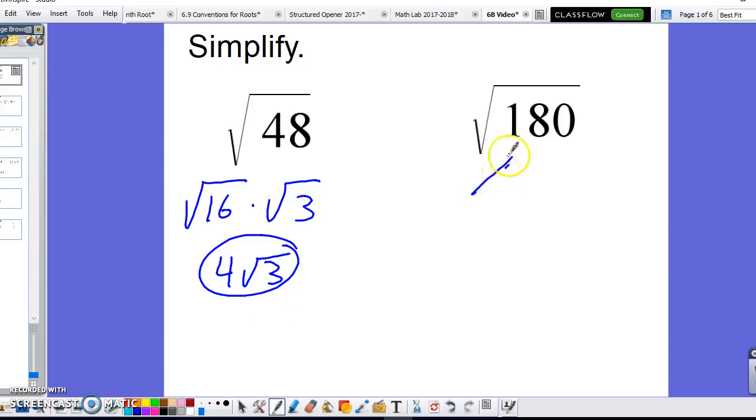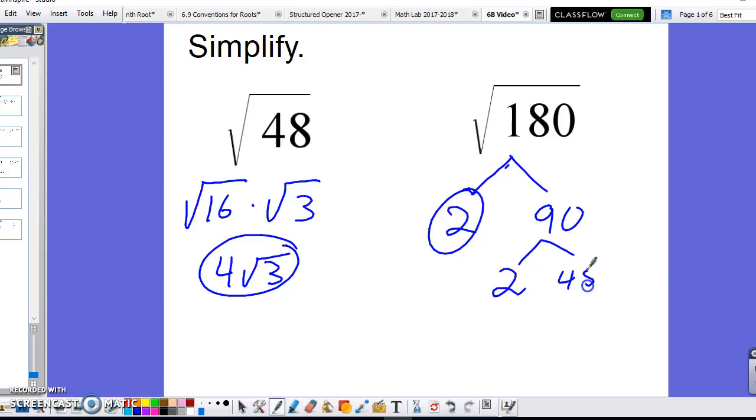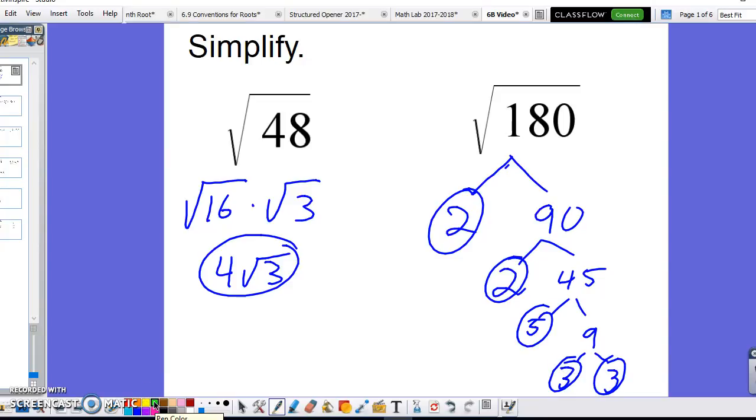The other method, using the factor tree. So finding the prime factorization. I'm just going to break down 180 into prime numbers. 5 and 9, 9, 3 and 3. And I'm still looking for perfect squares, but I'm going to look for pairs of numbers here. So I see that a 2 and a 2 is a 4. 3 and a 3 gives me 9. I'm looking for pairs because a perfect square is a pair of numbers.